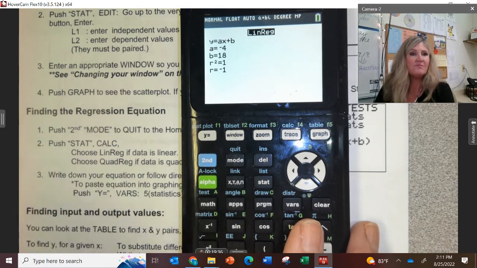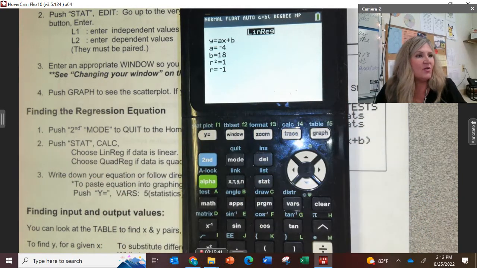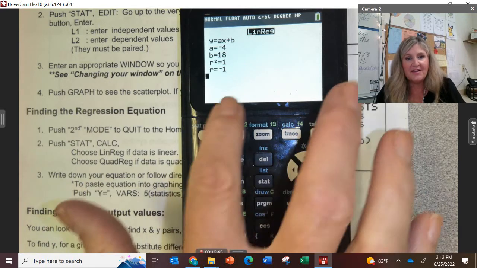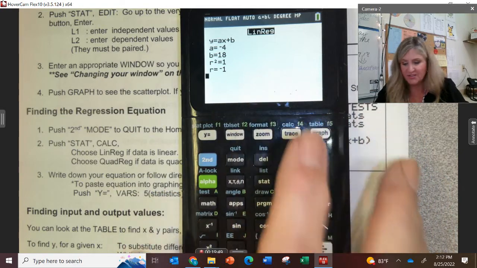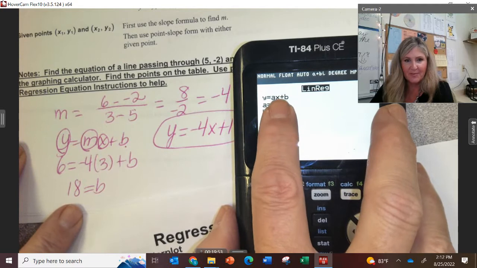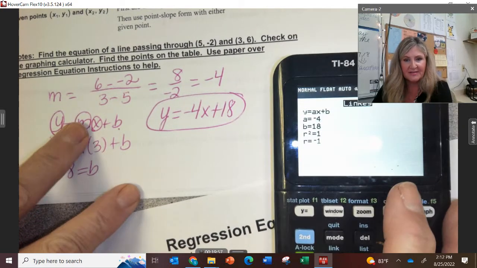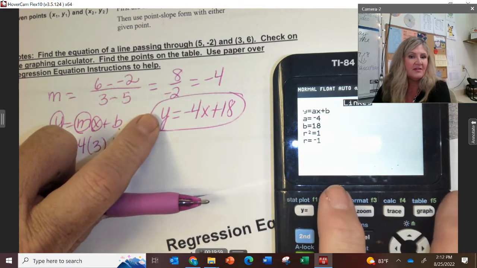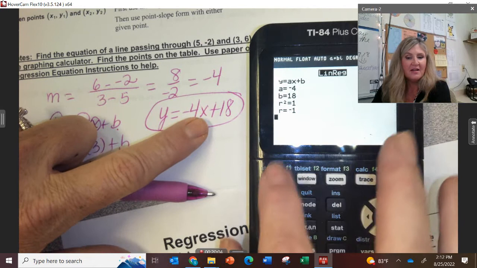Is everybody seeing it? Okay, so -1, is that a strong correlation? Yeah, it's a very strong correlation. And what the negative tells us is it should have a negative slope. All right, so let's look at the equation. What is the equation? Well, A represents slope for this, and B represents the y-intercept. Is that the same answer we got? -4x plus 18.